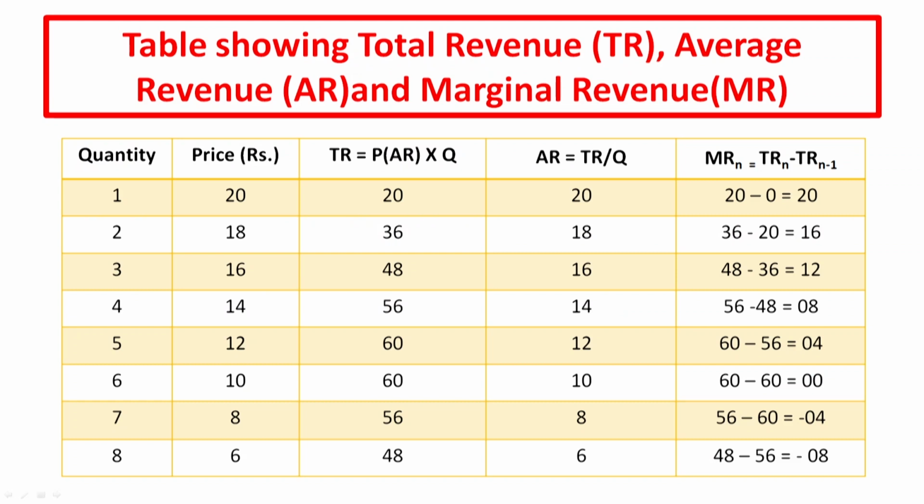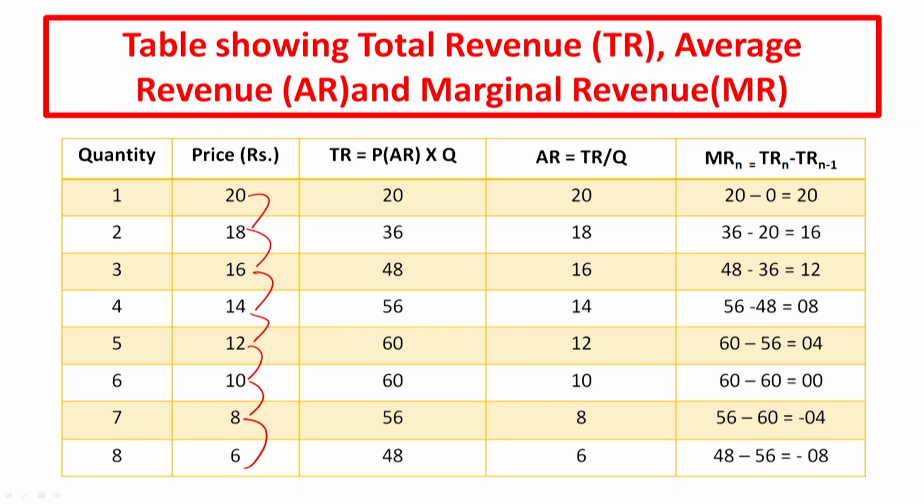Now, you can see on the screen a table showing TR, that is total revenue, AR, that is average revenue, and MR, which is marginal revenue. I will try to make you understand the relation between TR, AR and MR. On the leftmost side, the quantity being sold is 1, 2, 3, 4, 5, 6, 7, 8. In the next column is the price, which is gradually reducing: 20, 18, 16, 14, 12, 10, 8, 6. The price is gradually decreasing.